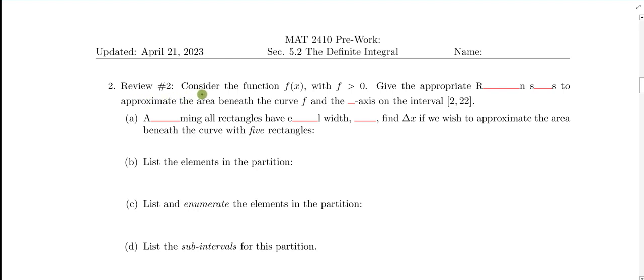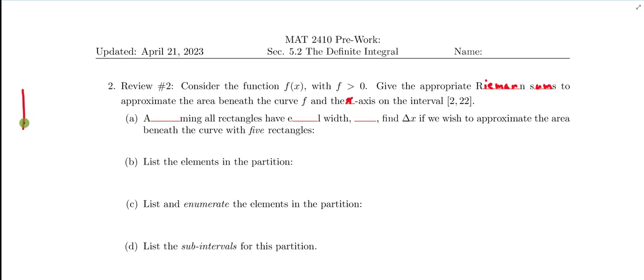So folks, continuing, we're going to look at this function f of x. And in this case, I'm actually not going to state what f of x is. We're just going to do everything abstractly. We're told that f is positive, and we're asked to give the Riemann sum. So remember, that's R-I-E-M-A-N-N sums to approximate the area beneath the curve f and the x-axis on the interval from 2 to 22.